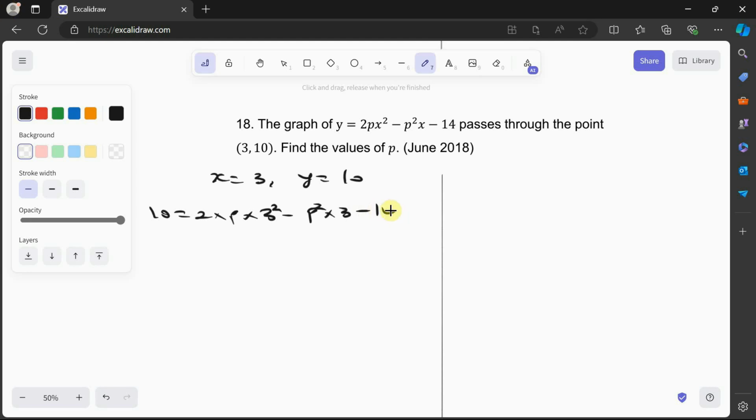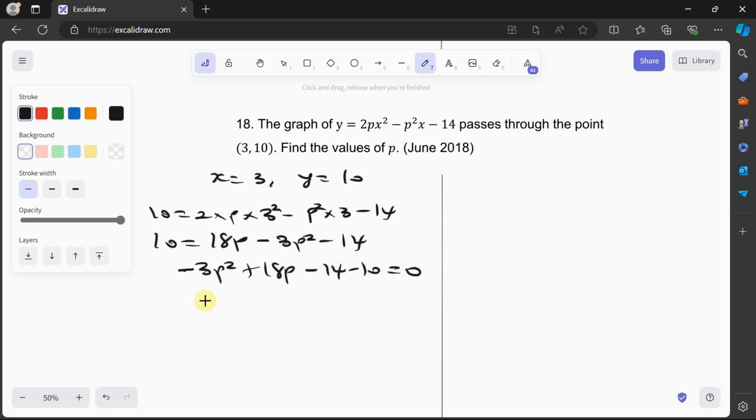minus 14. So that will be 10 is equal to 3 squared is 9 times 2. That will be 18p minus 3p squared minus 14. So let's just rearrange everything. That will be minus 3p squared plus 18p minus 14 minus 10 is equal to 0. So let's simplify. That will be minus 3p squared plus 18p minus 24 is equal to 0.